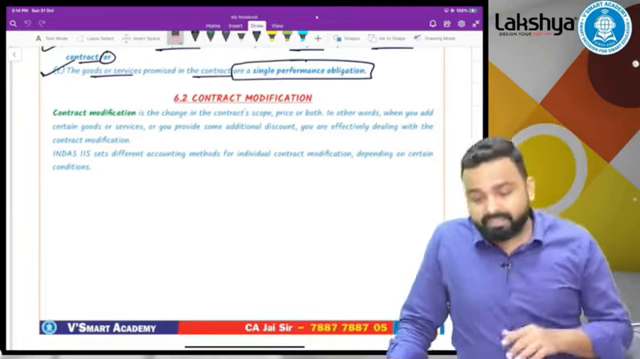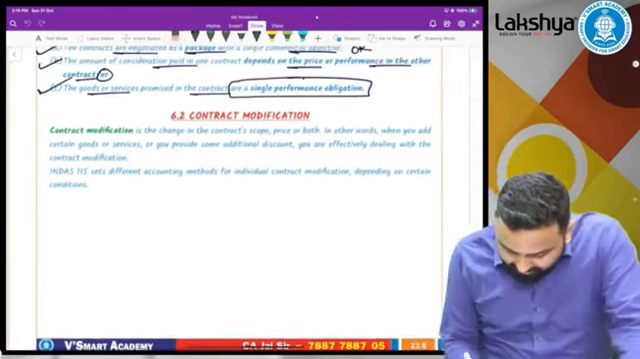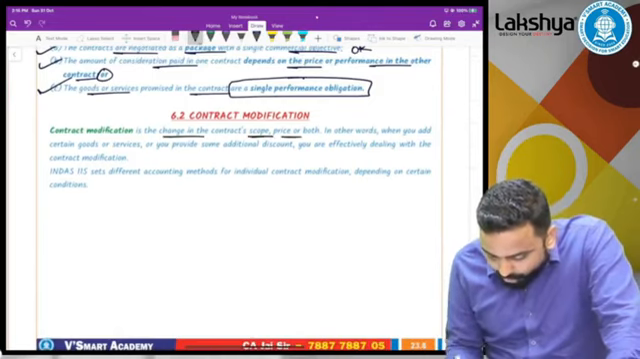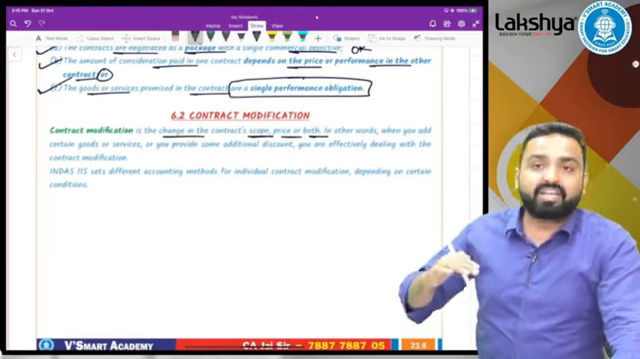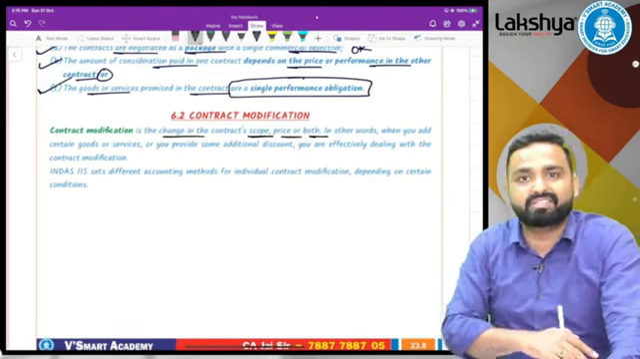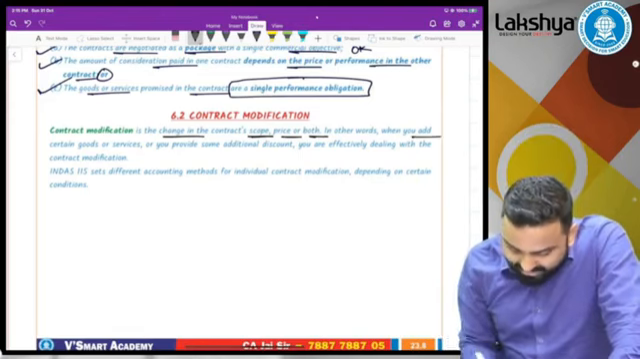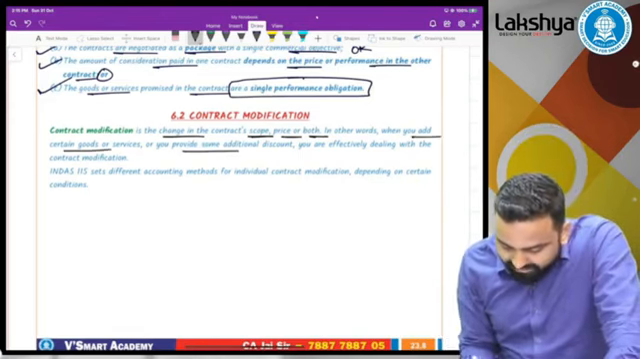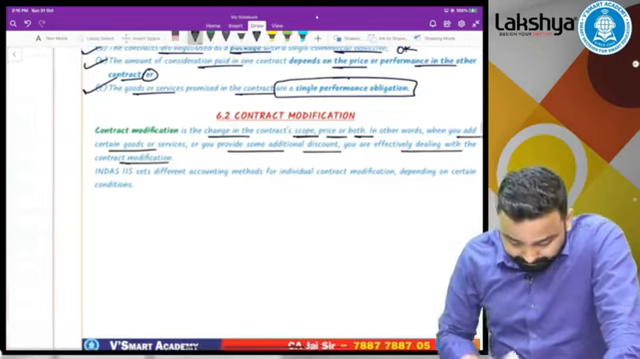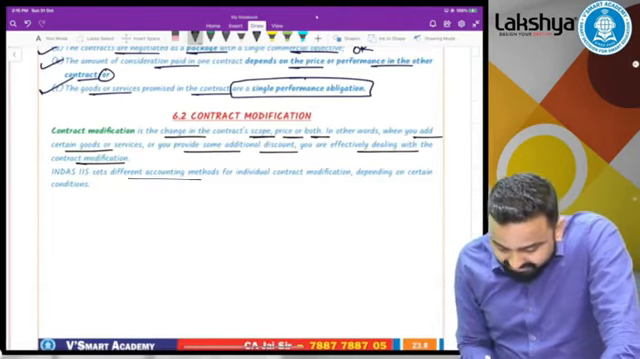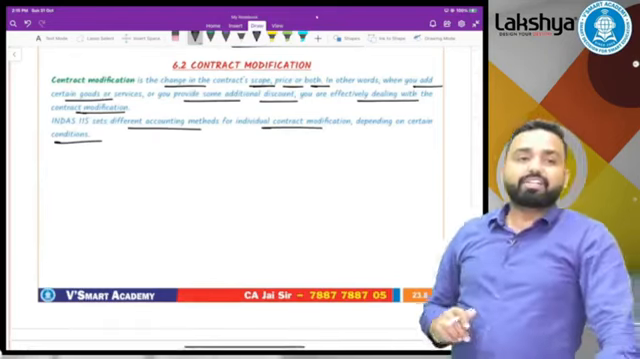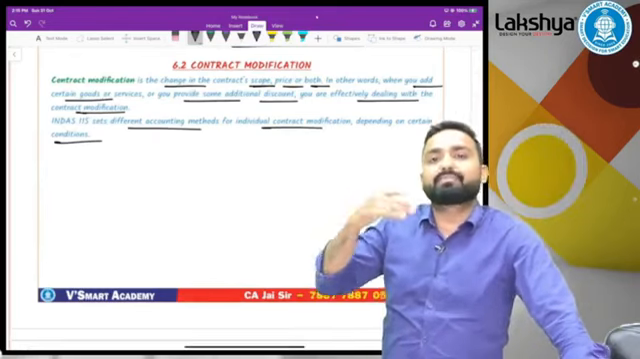What to do? Basically, contract modification is a change in the contract scope or price or both. Change here means an increase in the scope, a decrease in the scope, or adding some different goods and services. In other words, when you add certain goods or services or you provide some additional discount, you are effectively dealing with a contract modification. Ind AS 115 sets different accounting methods for individual contract modifications depending on certain conditions.